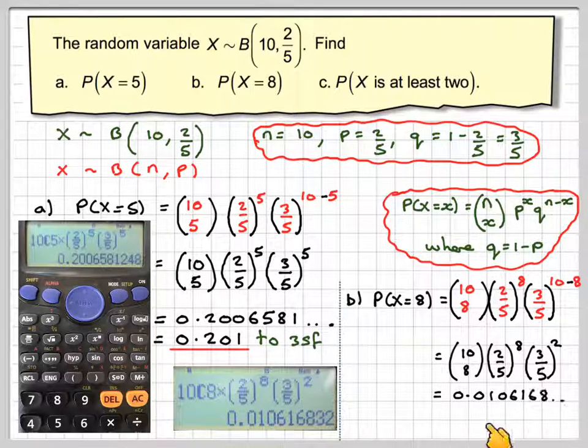So that gives me 0.0106168. Round off to 3 significant figures. Remember that 0 is not significant. So 0.0106 to 3 significant figures.